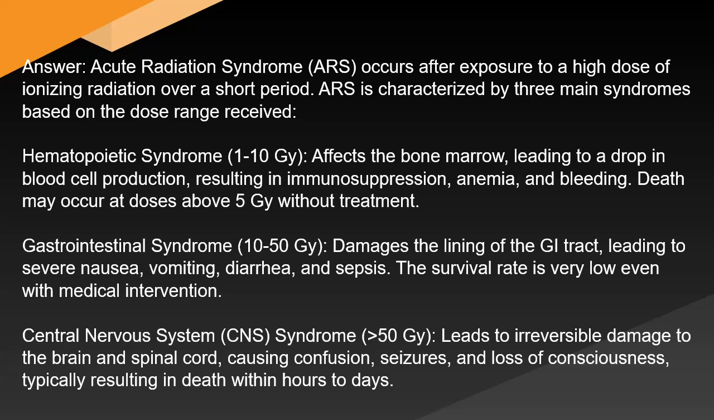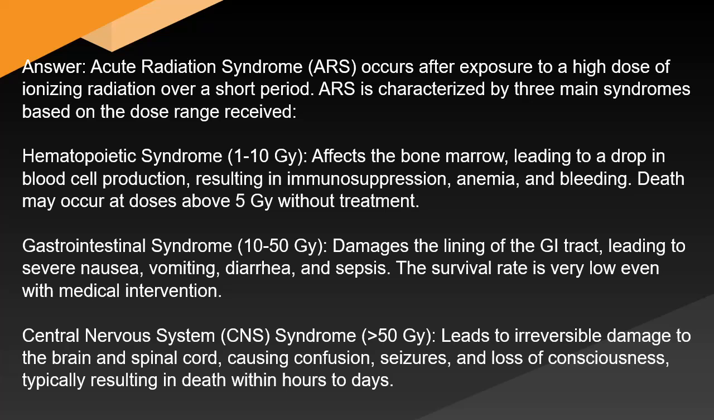Hematopoietic syndrome, 1-10 Gy, affects the bone marrow, leading to a drop in blood cell production, resulting in immunosuppression, anemia, and bleeding. Death may occur at doses above 5 Gy without treatment. Gastrointestinal syndrome, 10-50 Gy, damages the lining of the GI tract, leading to severe nausea, vomiting, diarrhea, and sepsis. The survival rate is very low even with medical intervention.